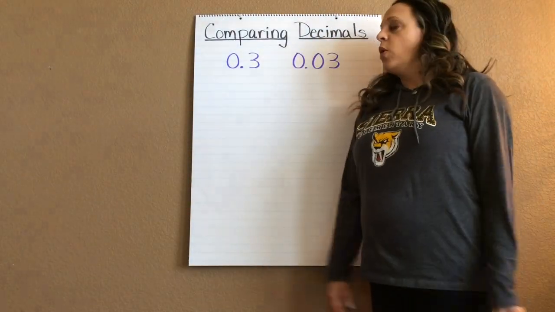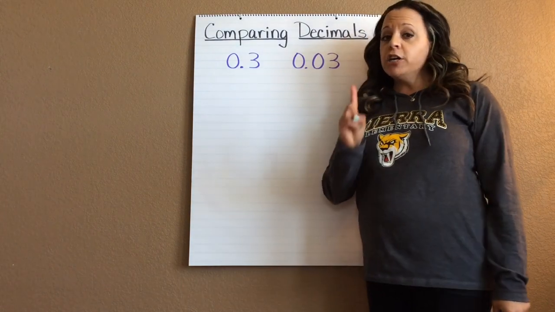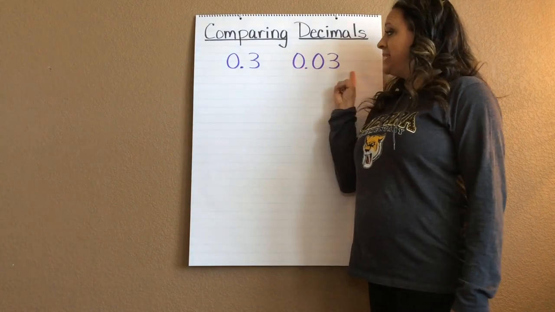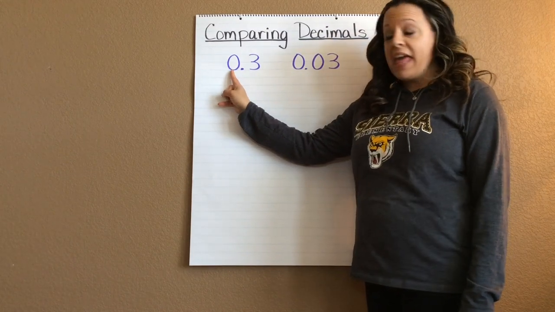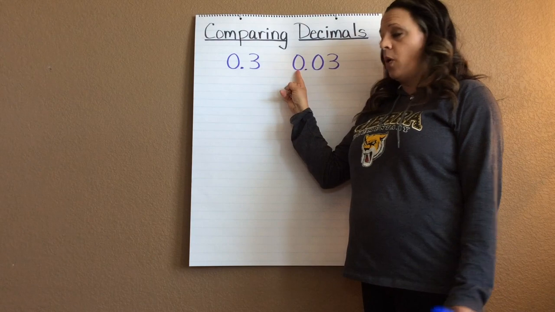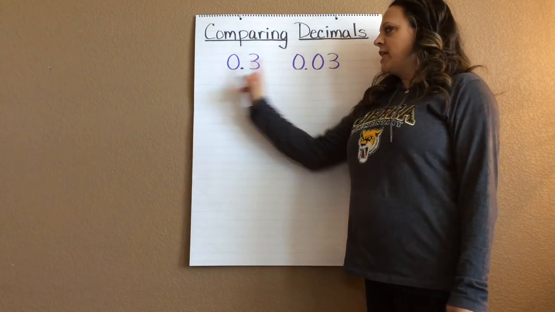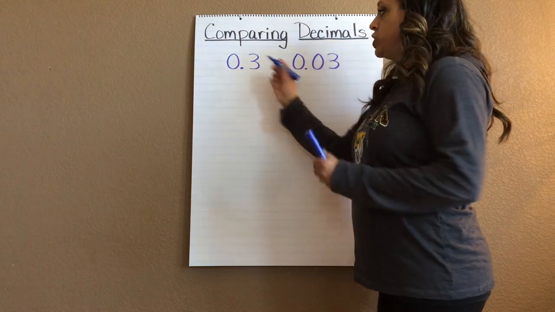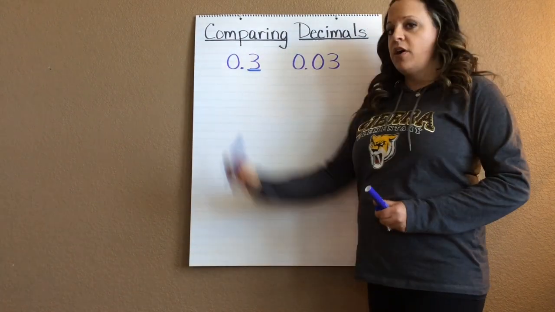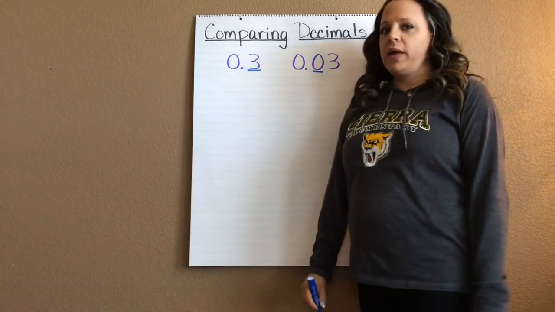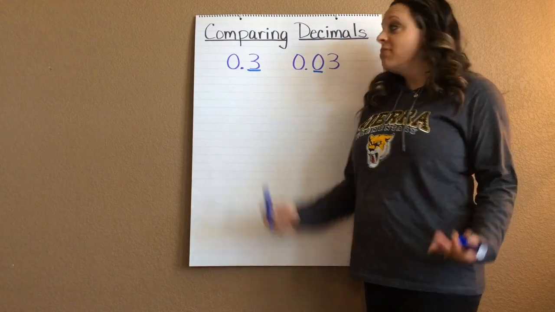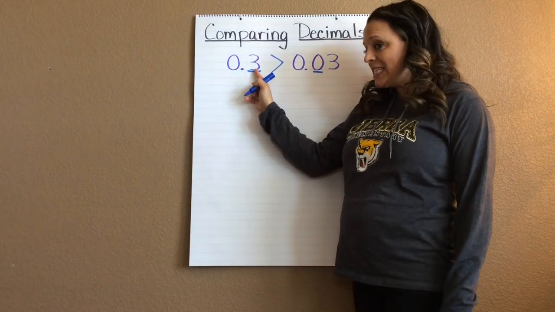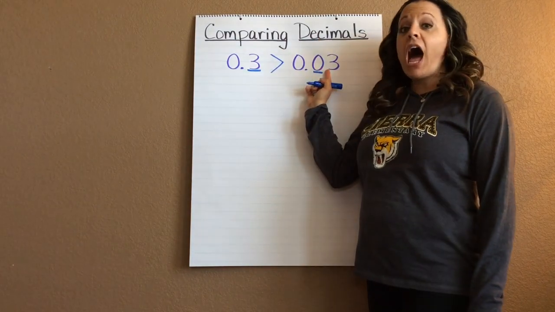All right. So when you are comparing decimals, the first step is to look at the whole number. So if we're comparing this decimal to this decimal, our whole number would be right here. In this case, they're both a zero. So it's a tie. So first I look at the whole number. If it's a tie, I move on to the tenths place. So we have a 3 in the tenths place for that number and a 0 in the tenths place for that number. 3 is bigger than 0, so I know that 3/10 is greater than 3/100.